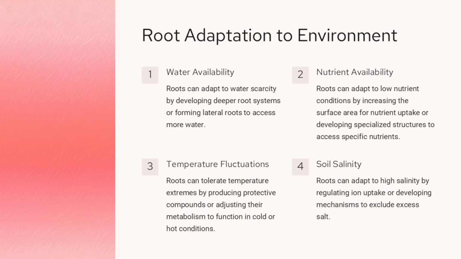Temperature fluctuations. Roots can tolerate temperature extremes by producing protective compounds. They can also adjust their metabolism to function in cold or hot conditions. This allows the plant to thrive even when temperatures fluctuate dramatically. Soil salinity. In high salinity soils, roots can regulate ion uptake or develop mechanisms to exclude excess salt. This prevents the plant from being damaged by the high salt levels in the environment.